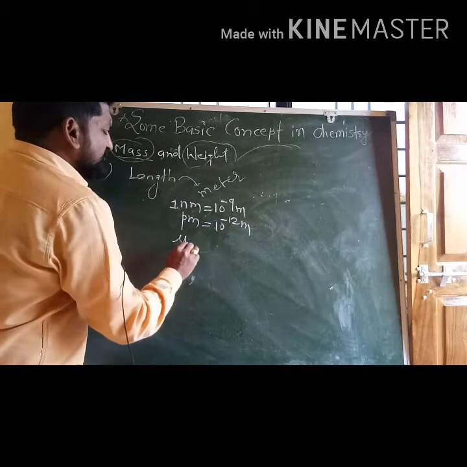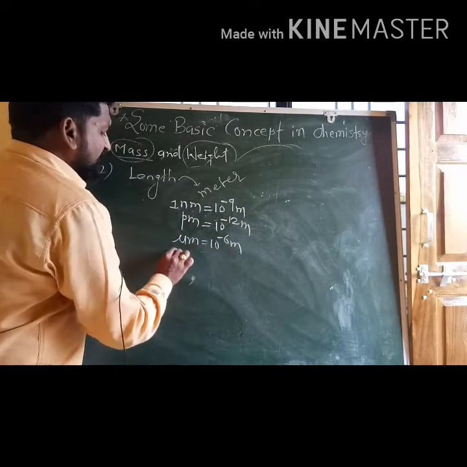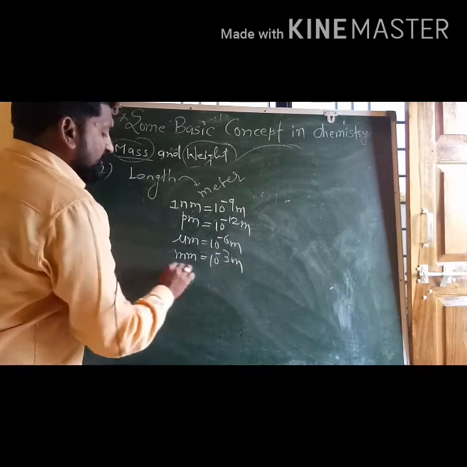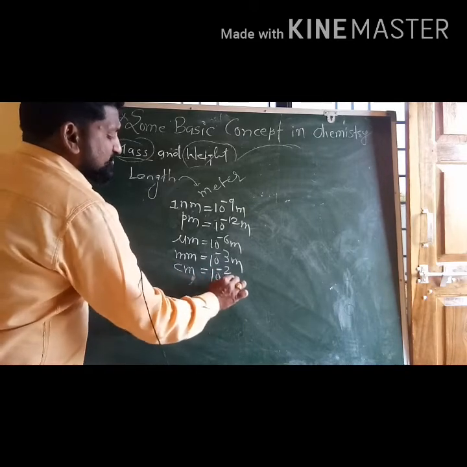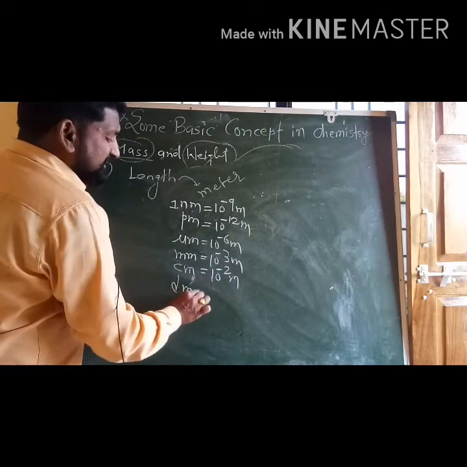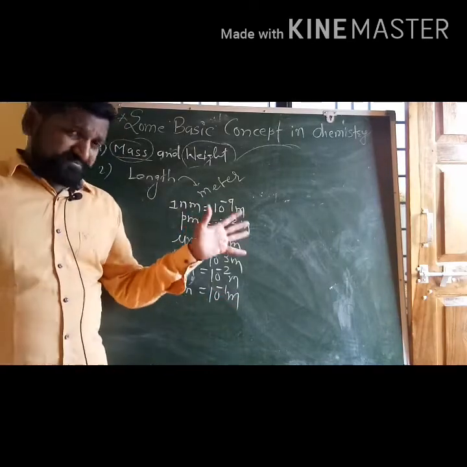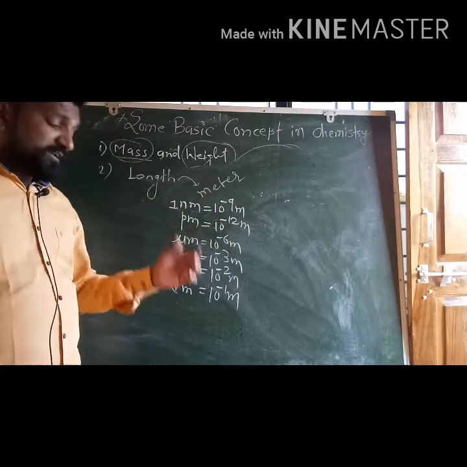Again, there are many more units. Micrometer, 10 to the power minus 6 meter. Millimeter, 10 to the power minus 3 meter. Our very popular centimeter, that is 10 to the power minus 2 meter. Again, decimeter, 10 to the power minus 1 meter. You can see slowly the changes. So this is about the length.